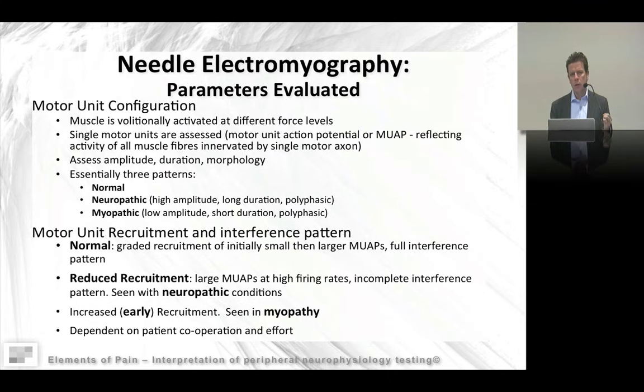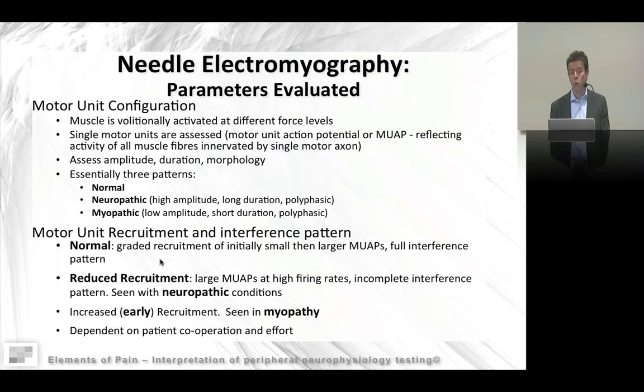When we actually test the muscle when it's moving, we're looking at two aspects of the motor unit. We're looking at its configuration, and we're looking at the pattern of recruitment. In the configuration, without going into too many details, what we look at is the amplitude, the morphology, and the duration. And to break it into three patterns: normal motor units, neuropathic or reinnervated motor units, where we get high amplitude, long duration, polyphasic units, or myopathic, where we get low amplitude, short duration, polyphasic. And I'll explain briefly how this comes about in the next slide.